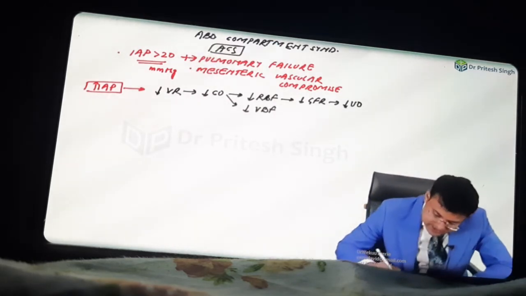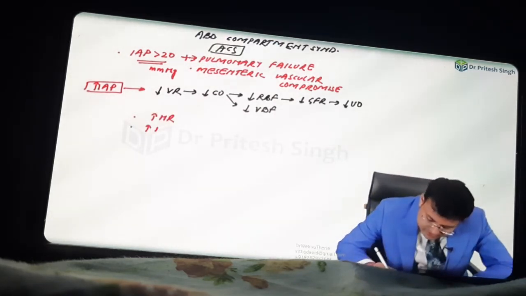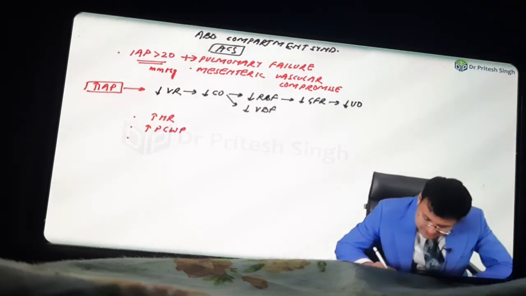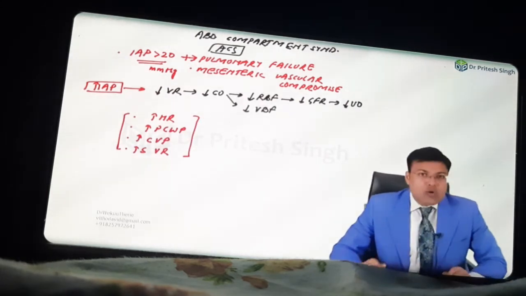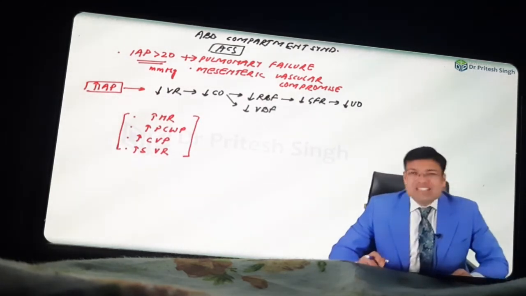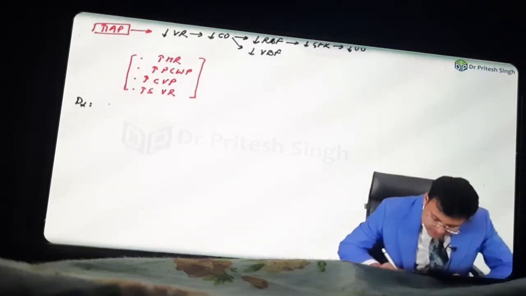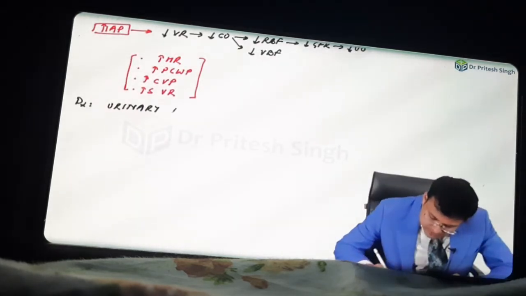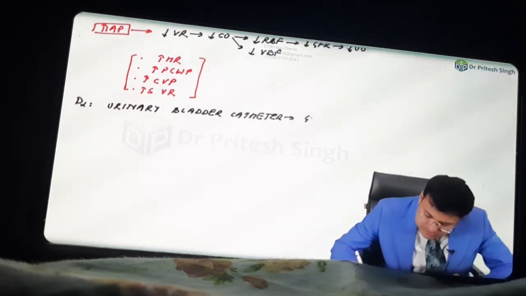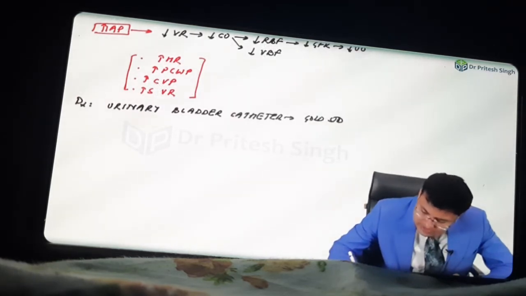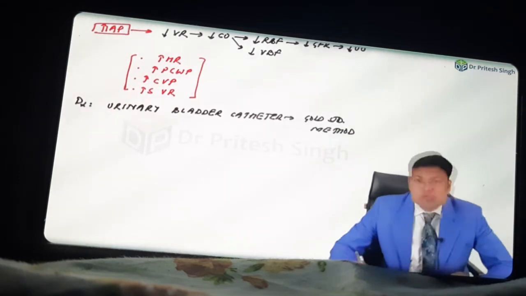What are the physiological parameters which are increased? There is increased heart rate, increased pulmonary capillary wedge pressure, increased central venous pressure, increased systemic vascular resistance. Now, how are we going to measure the intra-abdominal pressure? The gold standard method is the urinary bladder catheter. This is the gold standard method used to measure intra-abdominal pressure.